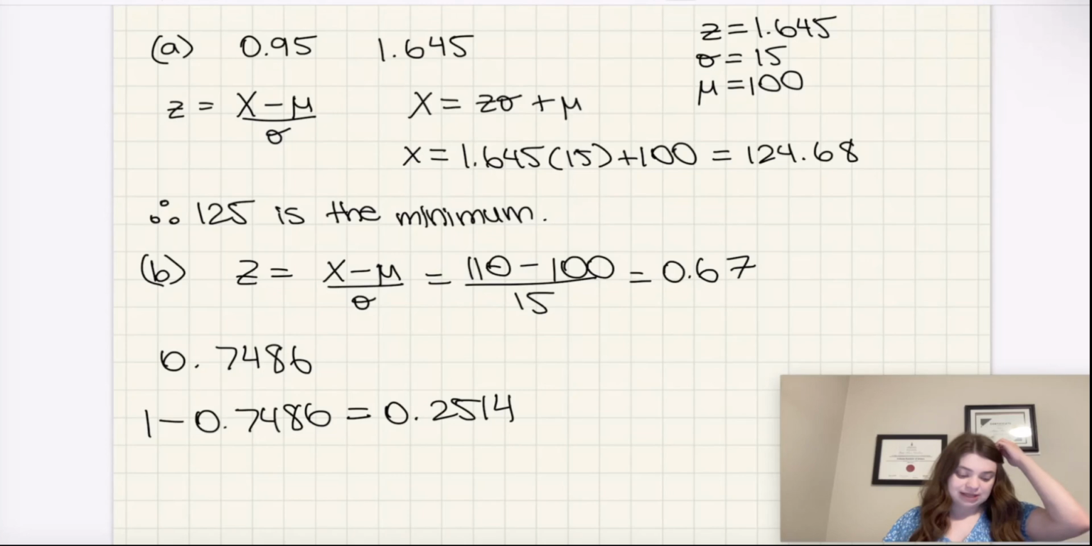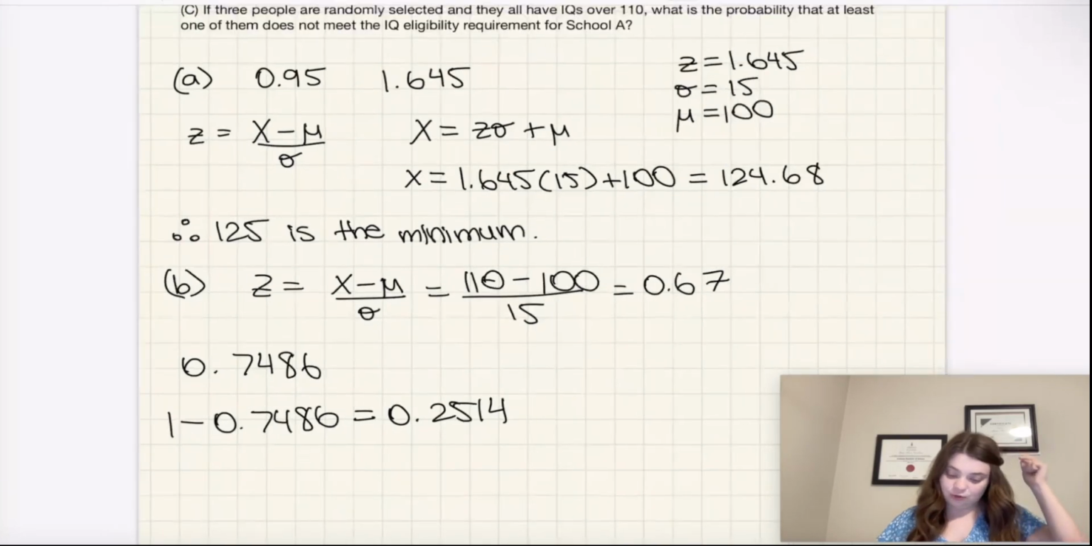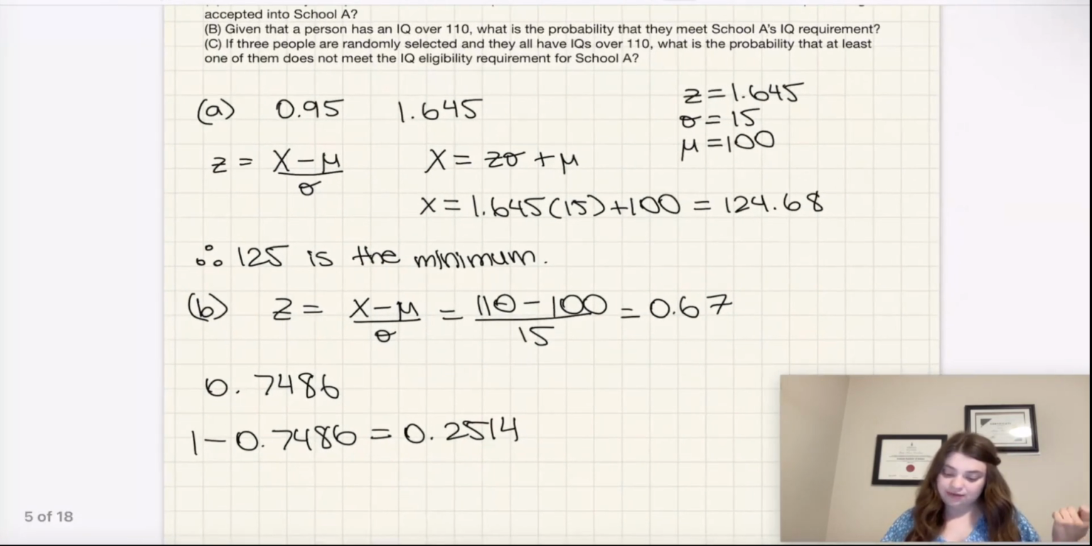Okay, so what does that tell us, right? Because that wasn't actually the original question. The original question was, given that someone has this IQ score, what's the probability that they also have an IQ score that's over 125, right? That meets the school's requirements.